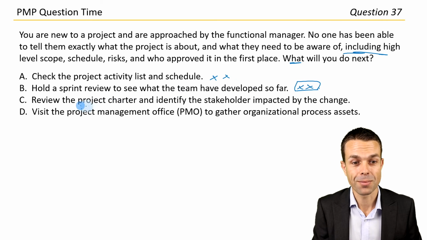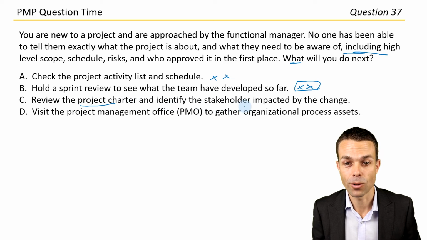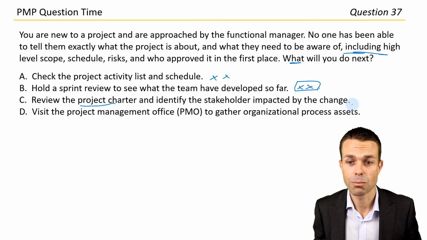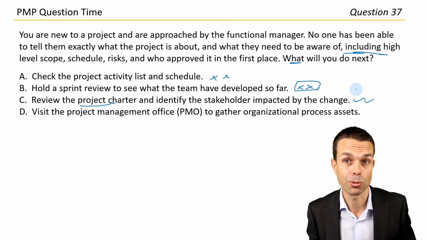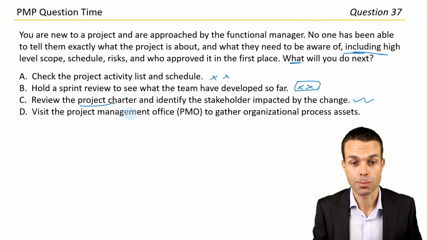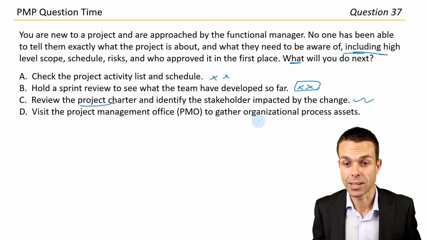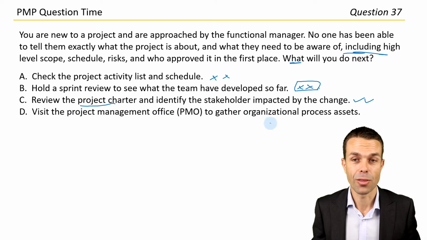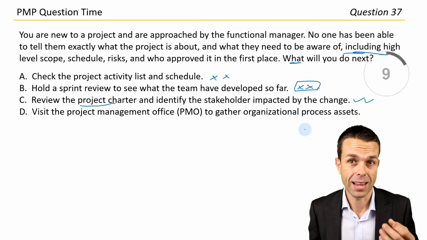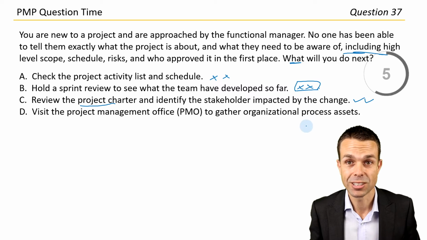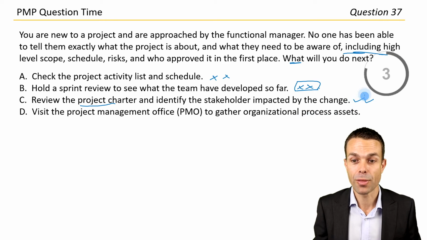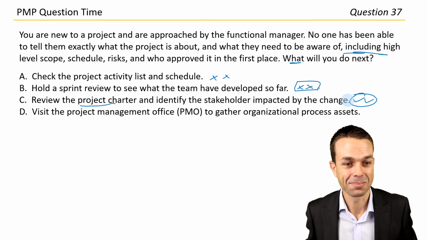Review the project charter, there we are, and identify the stakeholder impacted by the change, probably going to be that one. Yeah, so it takes it a step further with the stakeholders impacted as well, which is really, really good. Visit the project management office to gather organizational process assets. Those could be artifacts that we use in our project, but it could be anything. It's not particularly specific to what we're looking at. I think for our purposes, let's go with answer C.